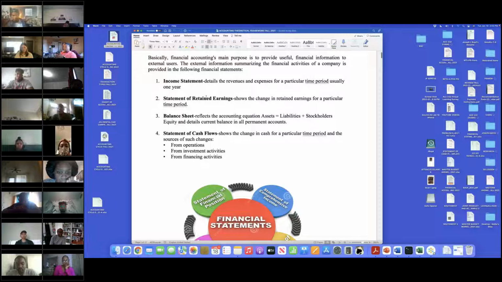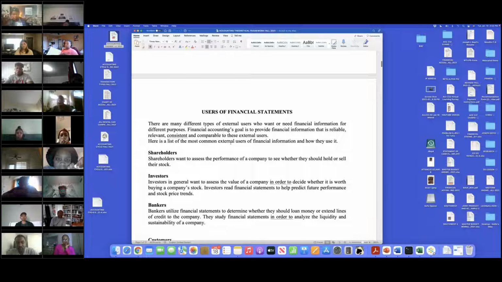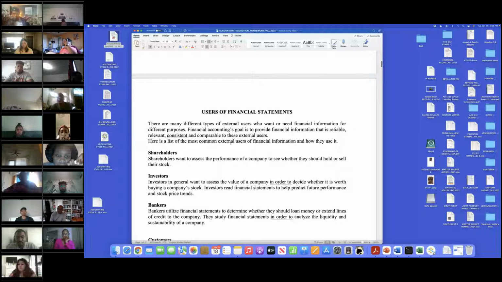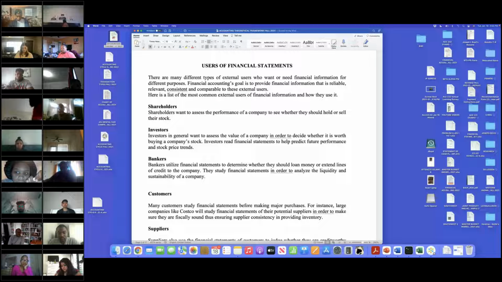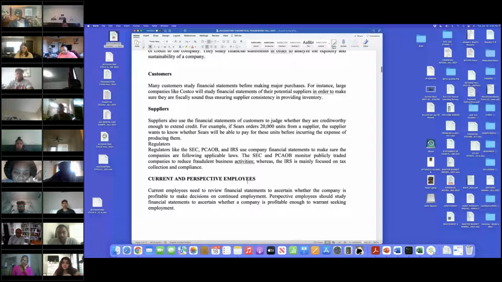Who uses financial statements? Shareholders, who, if you own stock in a company, you want to know how it's doing. Investors, if you want to invest in stock, bankers, customers, suppliers, and then current and prospective employees. If you're working for a company, or if you're planning on working for a company, you should look at their financial statements.